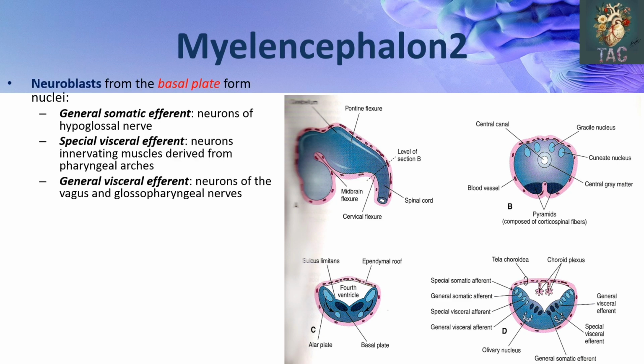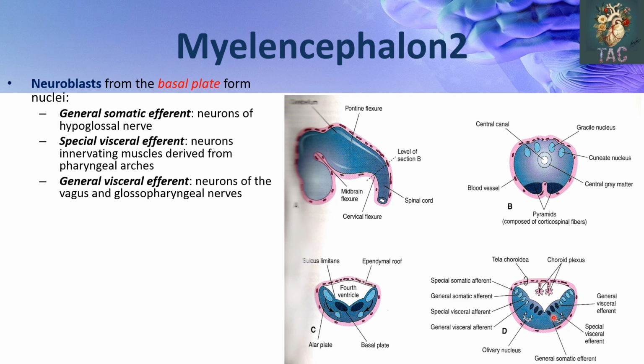So now we move on to the different types of nuclei which are formed from the different cells. First we will discuss the nuclei which are forming from the basal plates, which is basically the motor area. So in this diagram you can see the most medial one. The most medial nucleus is the general somatic efferent. These are the neurons of the hypoglossal nerve, and these are carrying general somatic efferent, meaning general motor fibers, which are carried through the hypoglossal nerve.